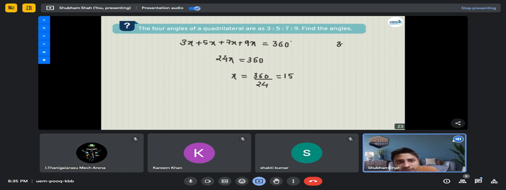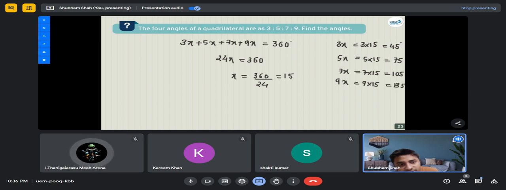So first one, 3x. 3 into 15, 15 3s are 45. This is the first angle. Second angle, 5x, 5 into 15, 15 5s are 75. Third one is 7x, 7 into 15, 15 7s are 105. 9x, 9 into 15, that is 135. So these are the angles.